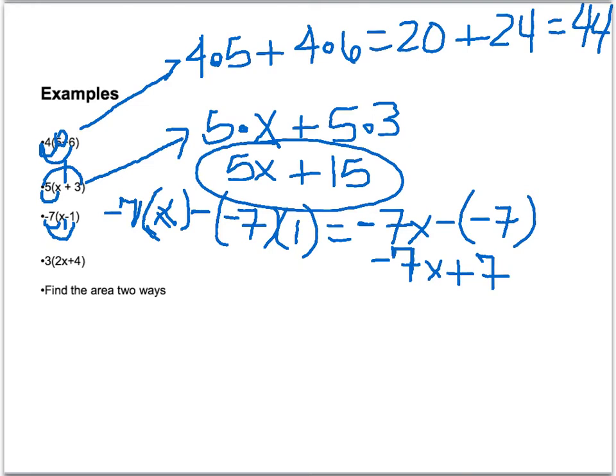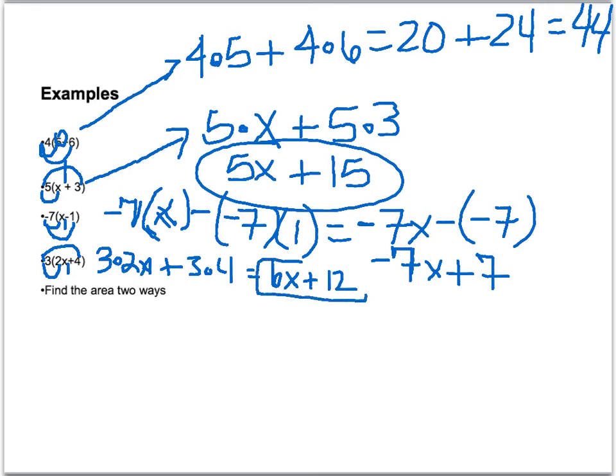Okay, the final one, I have 3 times 2x plus 3 times 4. So 3 times 2x plus 3 times 4 gives me 6x plus 12, and that's my answer. Let's circle this one too.